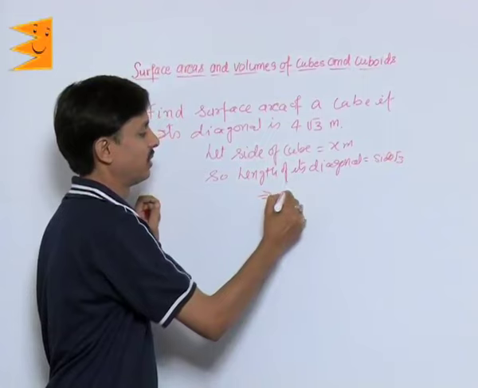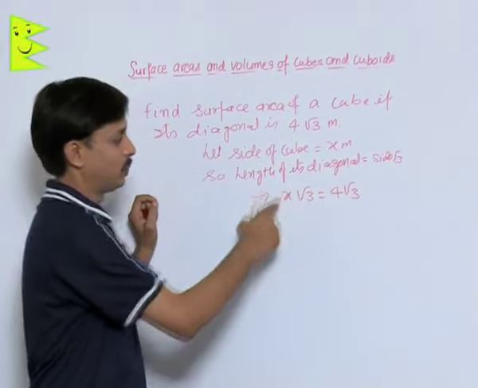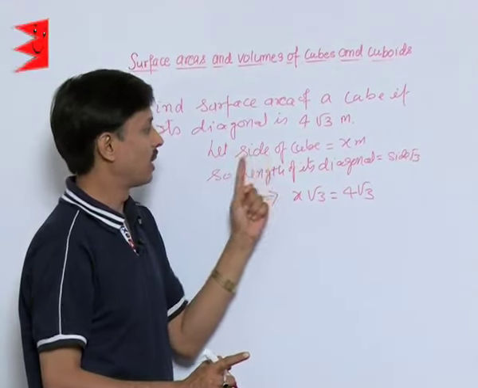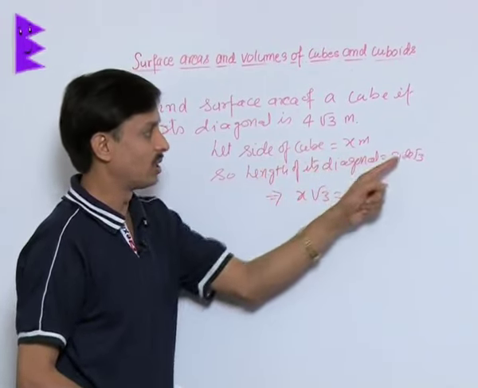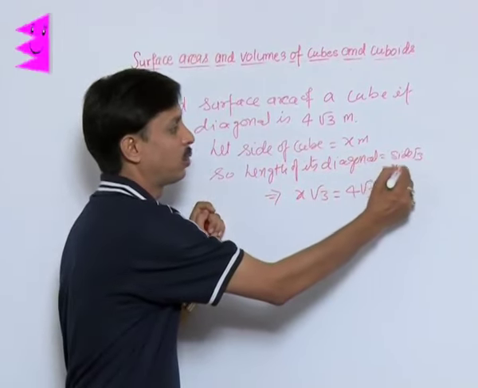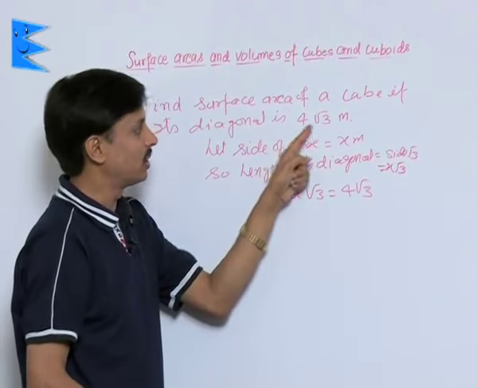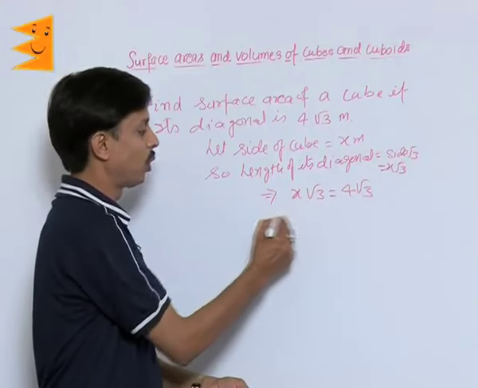This implies x root 3 is equal to 4 root 3 as per the question. We have assumed the length of the side of the cube is x meter. Therefore, the length of the diagonal is side root 3, or you can say x root 3. But the value of the length of the diagonal in meters is given as 4 root 3. This becomes x root 3 is equal to 4 root 3.